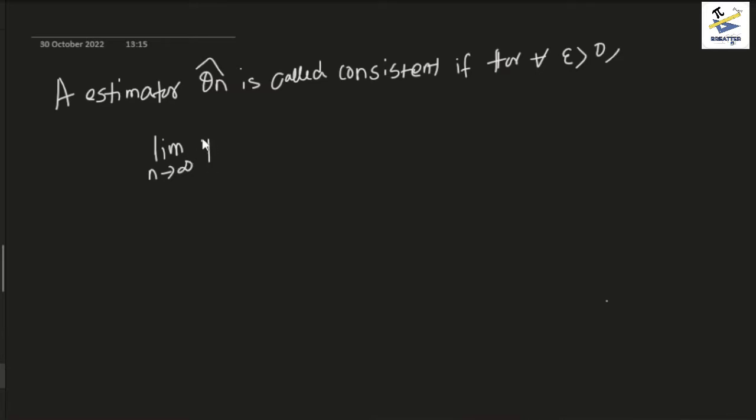Limit as n tends to infinity, probability of theta n cap minus theta, where theta is the parameter which theta n cap is estimating, of course, greater than or equal to epsilon is equal to 0. So we say that theta n is a consistent estimator if the following property is satisfied, right?